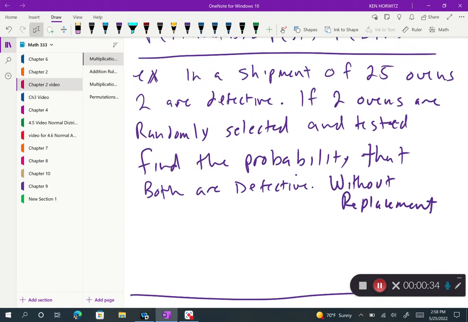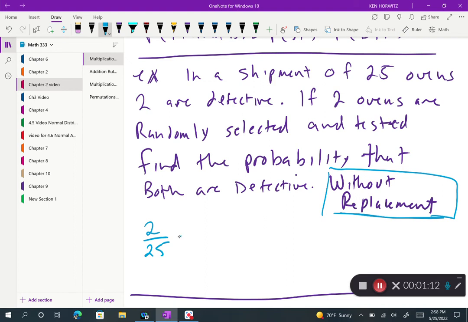All right. In a shipment of 25 ovens, 2 are defective. If 2 ovens are randomly selected and tested, find the probability that both are defective. Note that this is without replacement. Now, this without replacement is the key word. So, for example, if we test oven number 1, we've tested 25 ovens, right? So the probability of number 1 being defective is 2 out of 25, right?